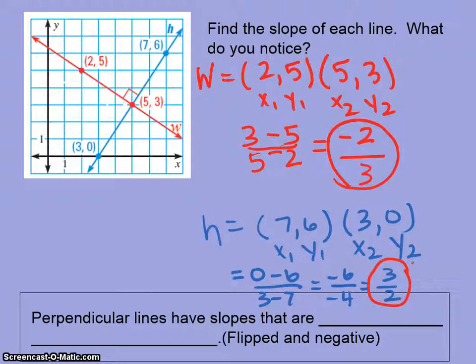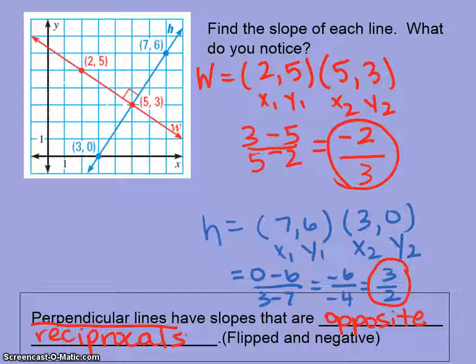If you notice, line W has a negative slope and line H has a positive slope, and that the numbers are flipped. This is what you call perpendicular lines. These have slopes that are opposite reciprocals. These slopes are flipped and negative.